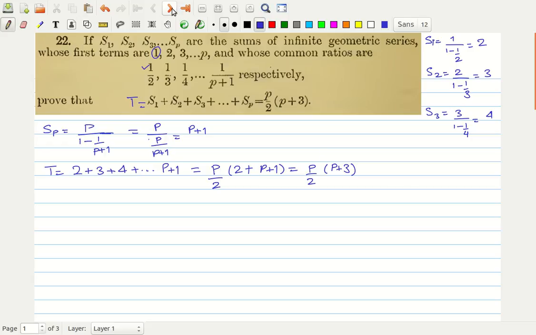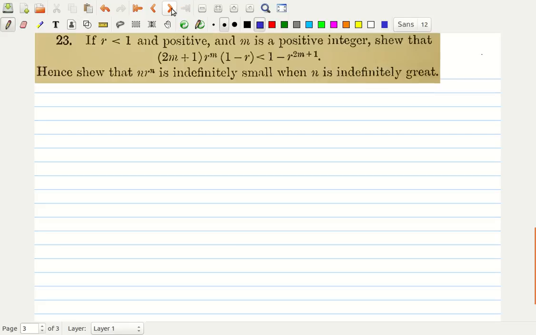Now let us look at problem number 23. Problem number 23 is that if r is positive and less than 1, and m is a positive integer, show that 2m plus 1 times r to the power m times 1 minus r is less than 1 minus r to the power 2m plus 1. Now this is a slightly tricky problem and it uses some skill.